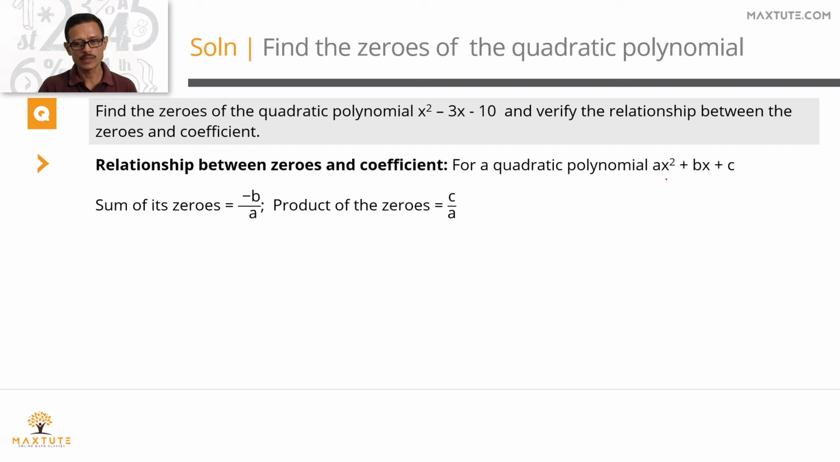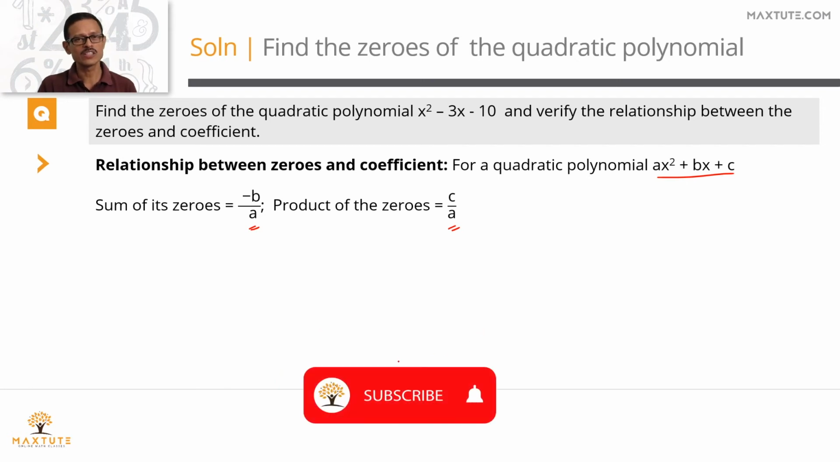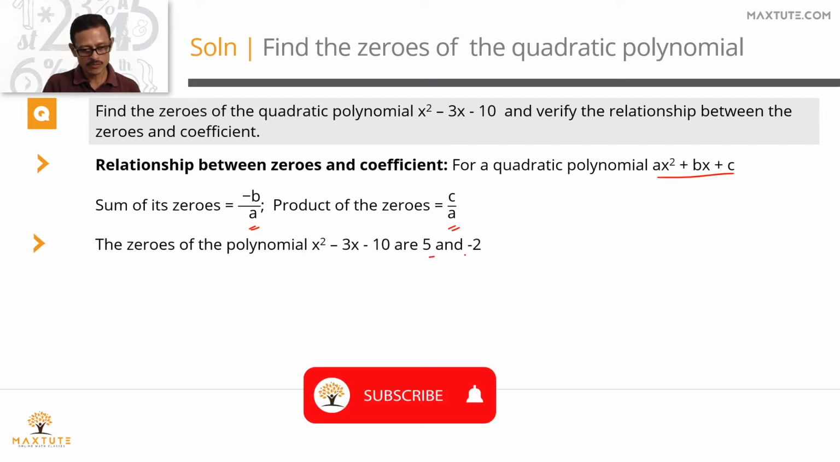It's a quadratic polynomial. Any standardized quadratic polynomial of the form ax square plus bx plus c. Sum of its zeros is equal to minus b by a. Product of its zeros is equal to c by a. Let's find out both those things using this formula, using the coefficient method for this quadratic polynomial, and verify it with the values that we got with the zeros. The zeros are 5 and minus 2. This is the polynomial. Let's start with the sum.